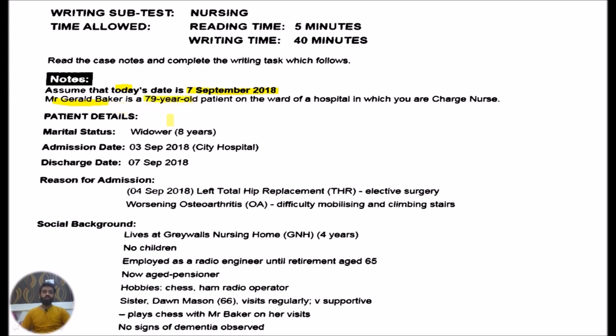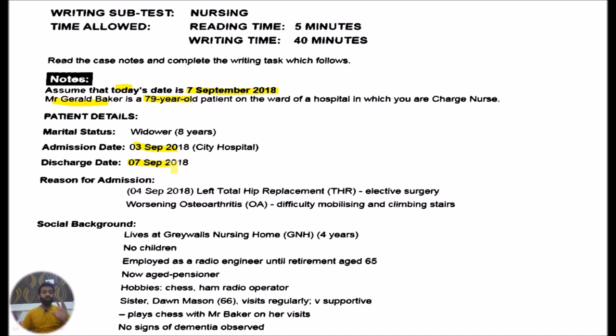Then we will write some patient details. Marital status is included in the social paragraph. Social history, we will not write this. Admission date, we will write this. We can write the admission date, and the discharge date is the same as today's date.